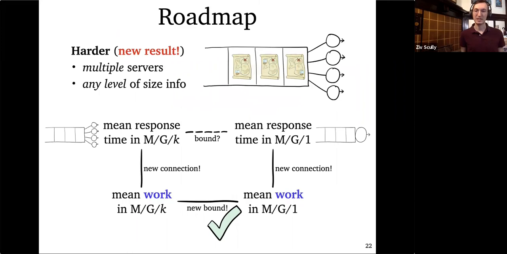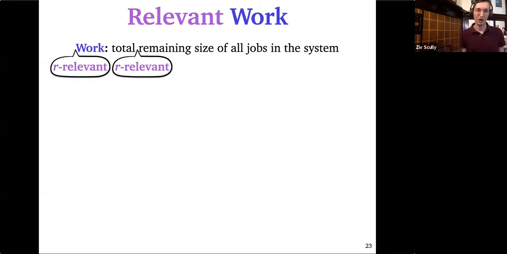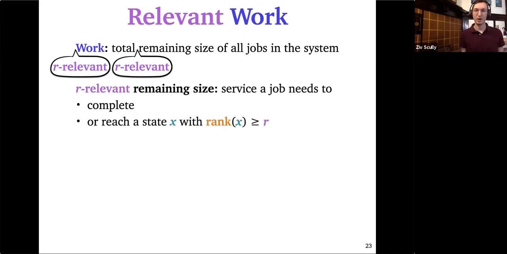So what I'm now going to talk about is connecting work to mean response time. It turns out that just considering the total amount of work in the system isn't quite going to be enough. So I'm going to start by defining a new flavor of work called R-relevant work. I told you that work is the total remaining size of all jobs in the system. I'm going to define R-relevant work, which is the total R-relevant remaining size of jobs in the system. And here's what R-relevant remaining size is. It is the amount of service a job needs to either complete, that's its normal remaining size, or reach a state with rank worse than or at least R.